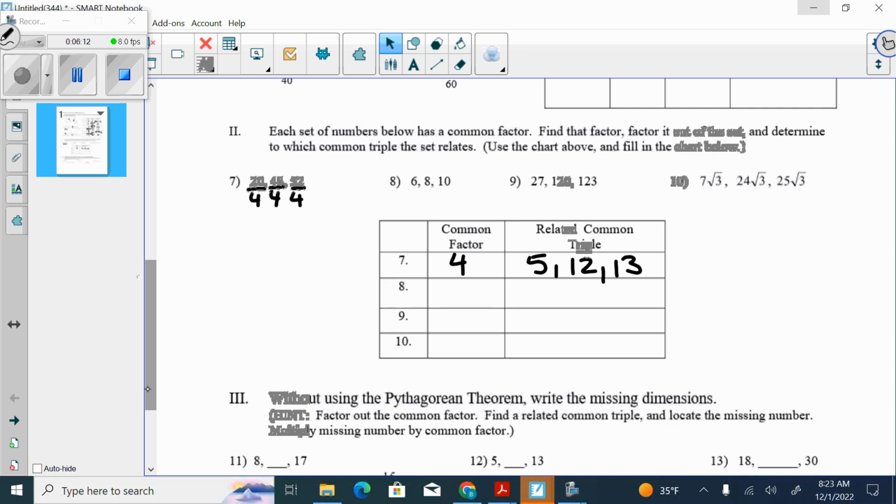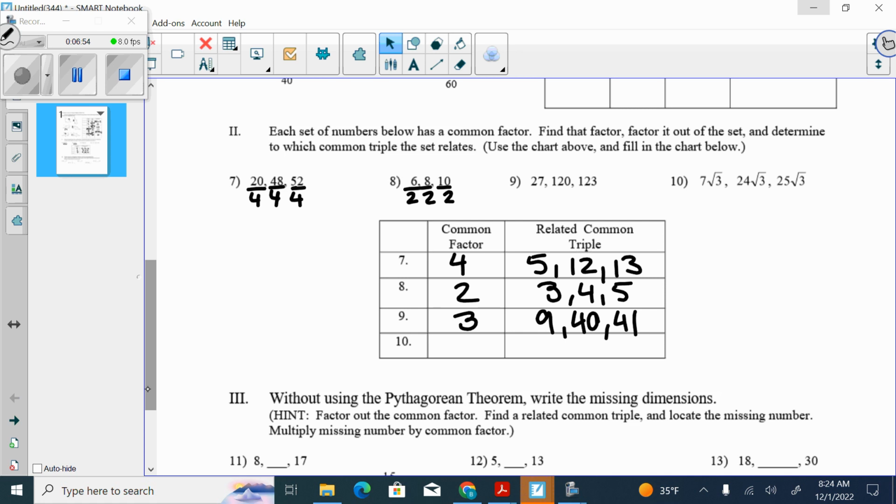All right, on number 8, what's our common factor there? 2. Right. So I can divide all of those by 2. When I divide by 2, what are my 3 numbers? 3, 4, 5. Good. Okay. On number 9, what's our common factor there? 3. So if I divide all of those by 3, what are our numbers? Good.